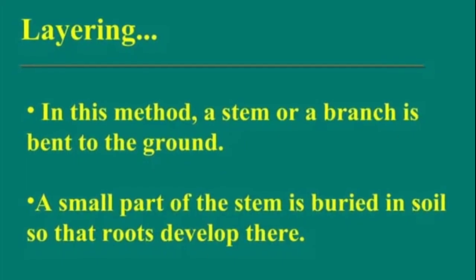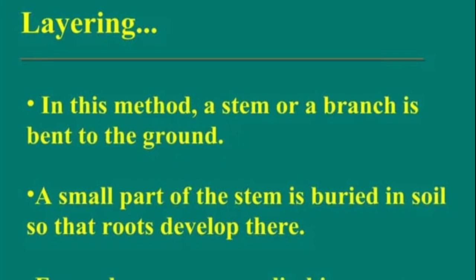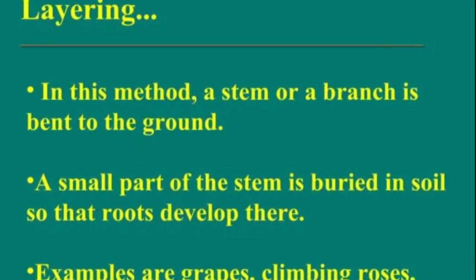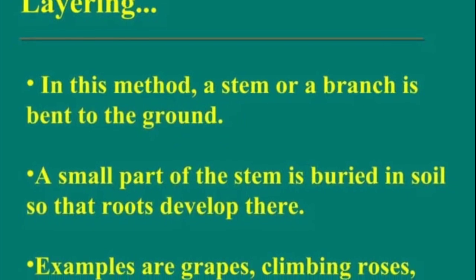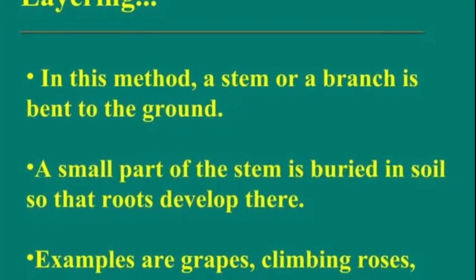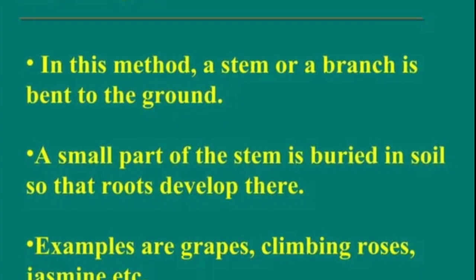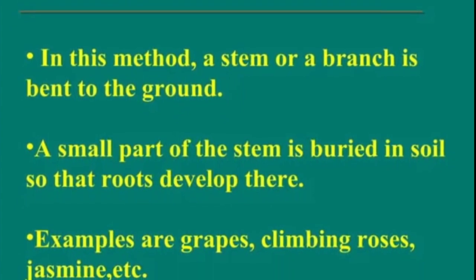Layering. In this method, a stem or a branch is bent to the ground. A small part of the stem is buried in soil so that roots develop there. Examples are grapes, climbing roses, jasmine, etc.